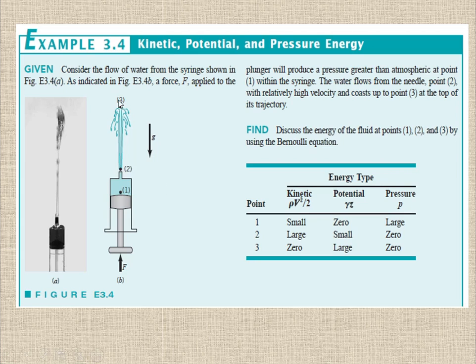Now move on to point 3. At point 3 there is no kinetic energy. It is stopped here, so the velocity is 0 at point 3, and the kinetic energy is 0. The potential energy is maximum because you have a maximum height available here. The static pressure is the same atmospheric pressure, so it is going to be 0. So I think you will completely understand.